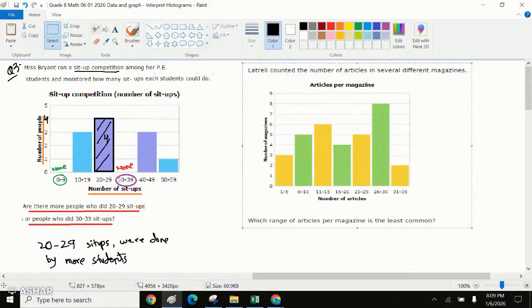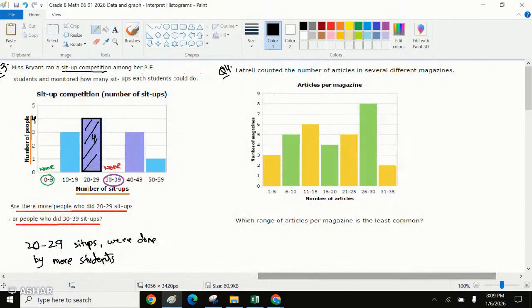And it says, in question number 4, Lateral counted the number of articles in several different magazines, right? So it's about the articles. Let's see. First, we need to see what is on the horizontal axis. Horizontal axis represents the number of articles. The vertical axis represents the number of magazines, okay?